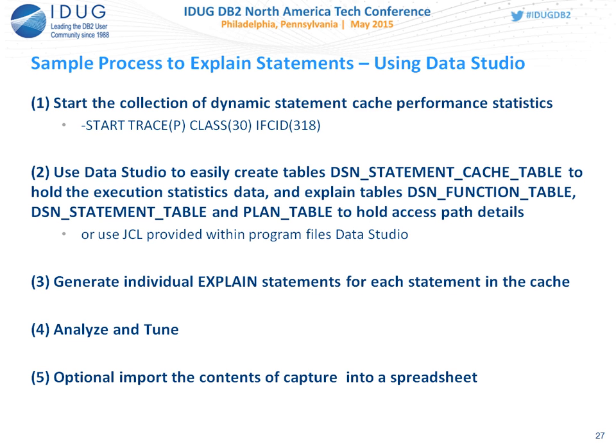So first step would still be to turn on the IFCID 318. The second step would be to create those explain tables. Now, if you don't want to create the explain tables yourself, when you download Data Studio, there's a little program file, and it provides you the JCL, and you can customize it. If you don't even want to customize your JCL, you can go inside the GUI and actually go ahead and create those explain tables.